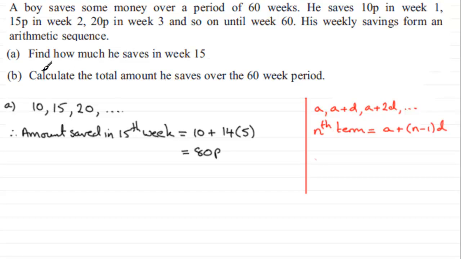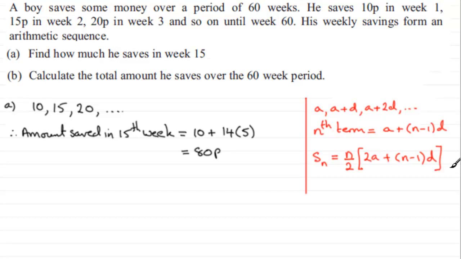Now in part B we're asked to calculate the total amount he saves over the 60-week period. So we've just got to add up each of these 60 terms in the sequence. To do that you should be familiar with the sum of the first n terms, often given as Sn, of an arithmetic series. It is given by n over 2, multiplied by 2a, twice the first term, plus (n minus 1) times the common difference, d.